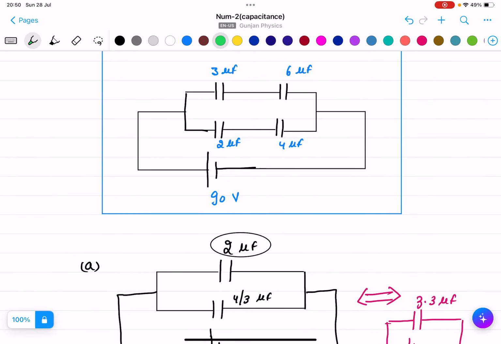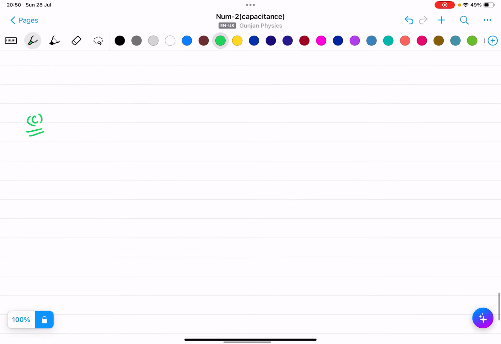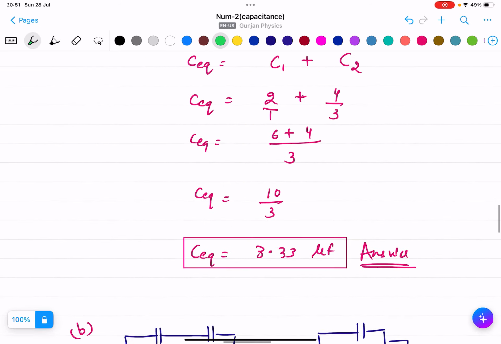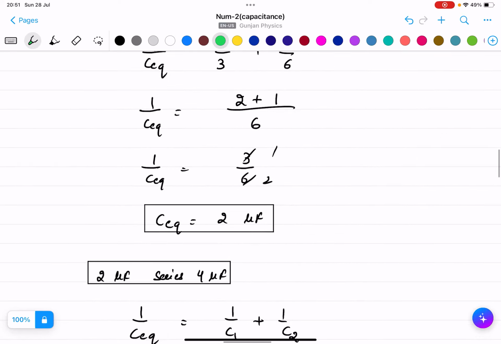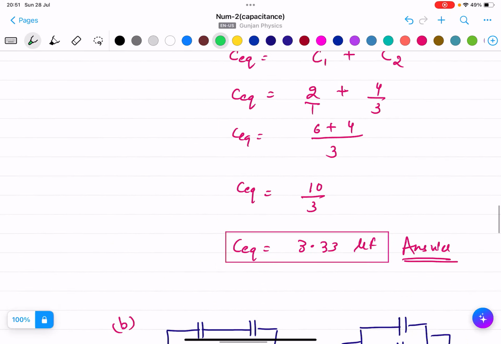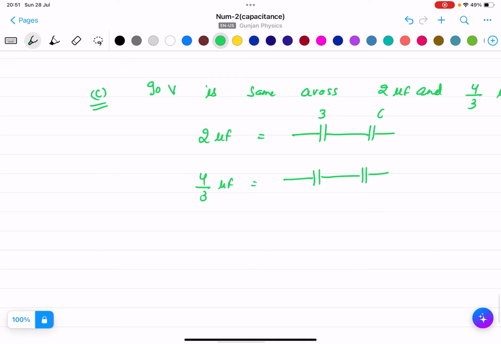So that means 2 microfarad and 4 by 3 microfarad have the same potential difference. I can write 90 volt is the same across 2 microfarad and 4 by 3 microfarad. But now, 2 microfarad is basically the series combination of 2 capacitances, and 4 by 3 microfarad is also the series combination of 2 capacitances. So these are 3 and 6, and 2 and 4.